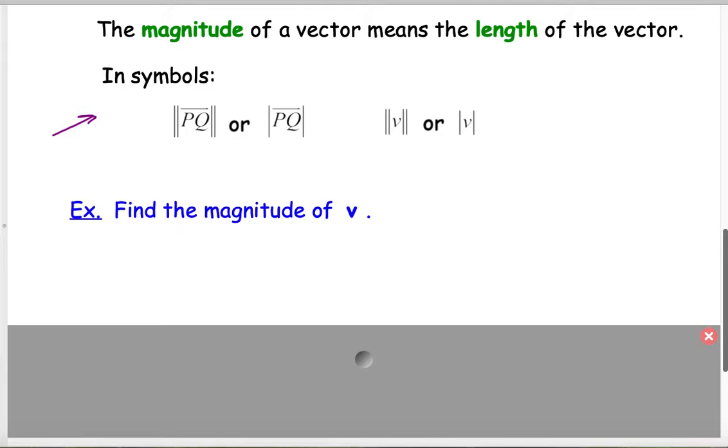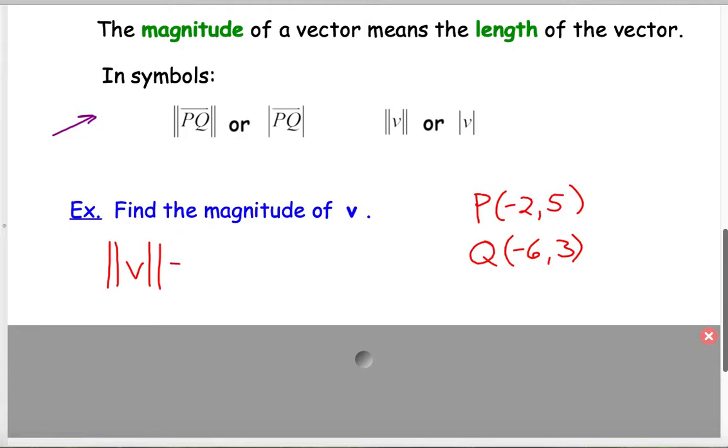So first, let me rewrite the coordinates for v. P was -2, 5, and Q was -6, 3. Okay, so how do we get the magnitude or the length of a vector? Well, you probably think I could use the distance formula. So I use the double bars, my vector v, or if you wanted to write PQ, and simply use the distance formula between 2 points. And remember, that looked like this.